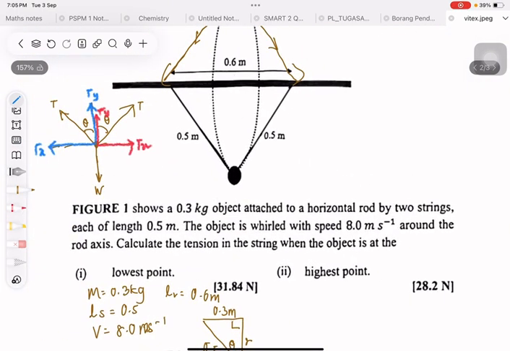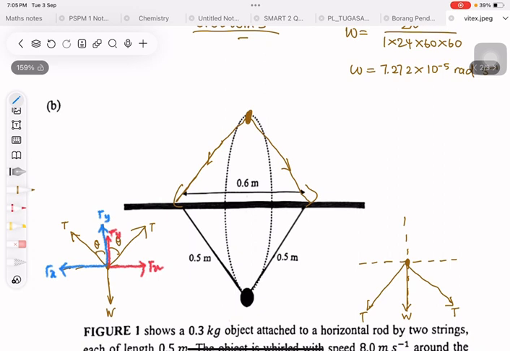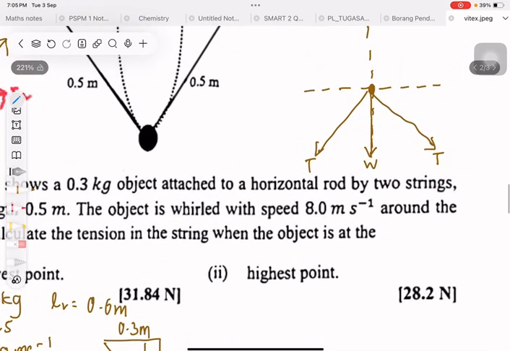Now I will present the steps of solutions for 1B2. When the object is at the highest point, the object will have another free body diagram. Now I will draw a free body diagram to make my explanation clearer. When the object is at the highest point, the object has the weight acting downwards and the tension acting downwards too. Why is the tension now acting downwards? Because when the object is at the highest point, our string will hold our object like this, so the tension will act downwards. And the angle will be here.